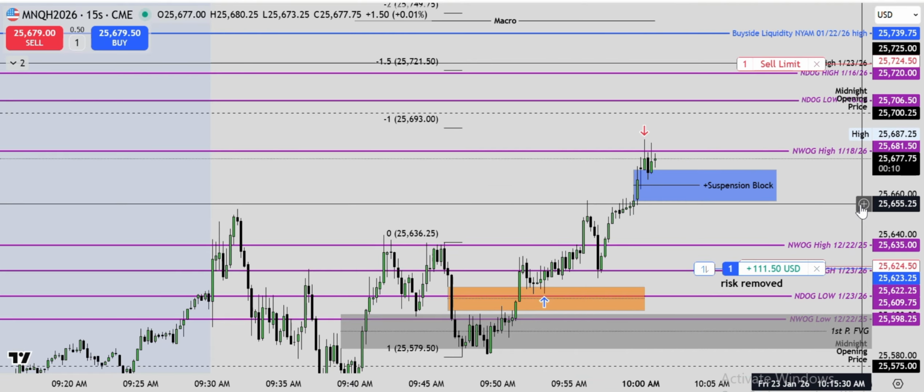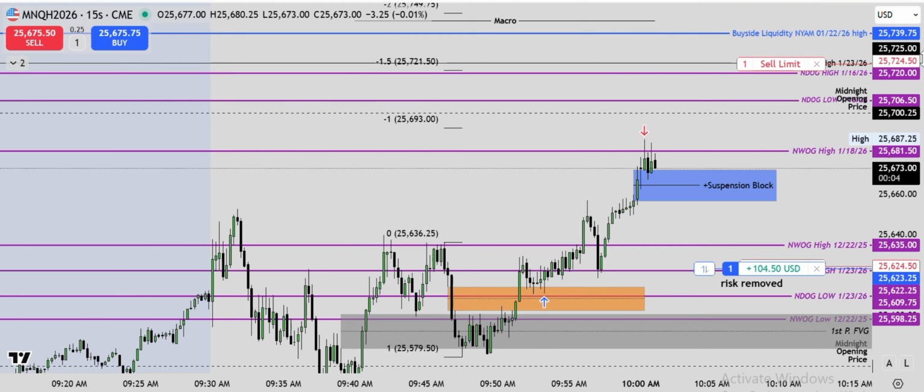Right here, this is something I'm learning to see a little bit more: suspension blocks. This is again on a 15-second chart. It's when you have 2 gaps on both sides of a fair value gap. So I outlined that. I want price to respect it.